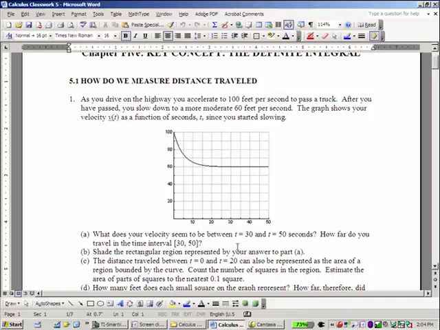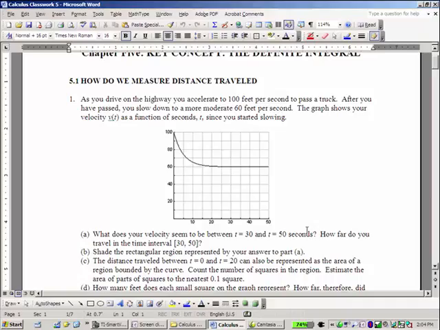Liz, read for us the first question, A. What does your velocity seem to be between t equals 30 and t equals 50 seconds? All right, so this is, I think, the easier of the questions. Now, Gabby said it. Go ahead, say it. 60.